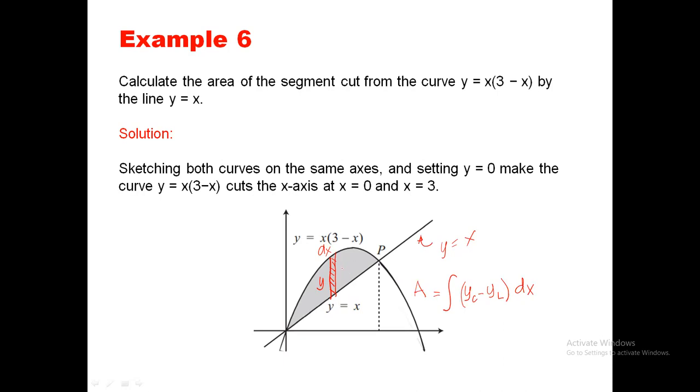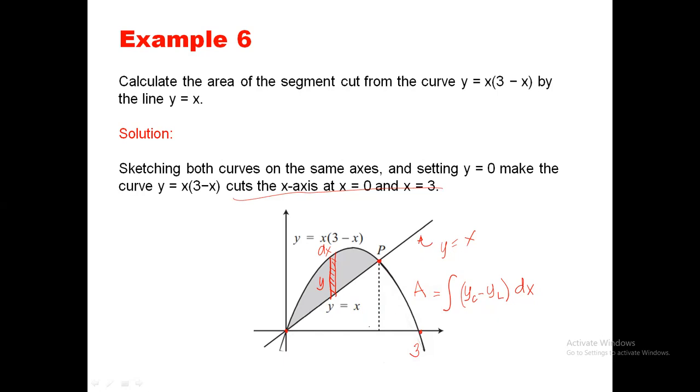However, if you notice, class, there was no mention about the points of intersection of the line y equal to x and the curve x times the quantity 3 minus x. What is only mentioned is that your curve cuts the x-axis at 0 and 3. So this is 0 and this is 3. What we're interested in is the point where your line y equal to x crosses the curve x times the quantity 3 minus x. So how would you find the points of intersection of these two?